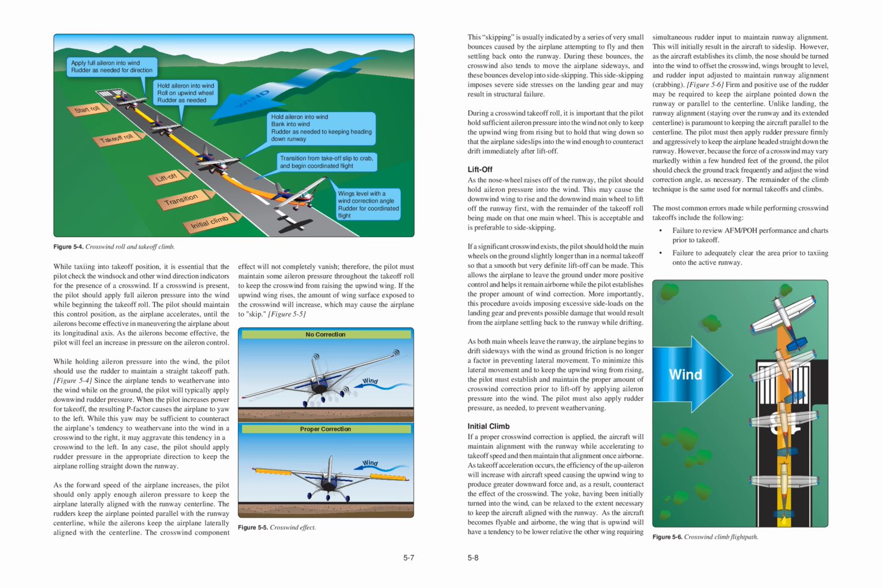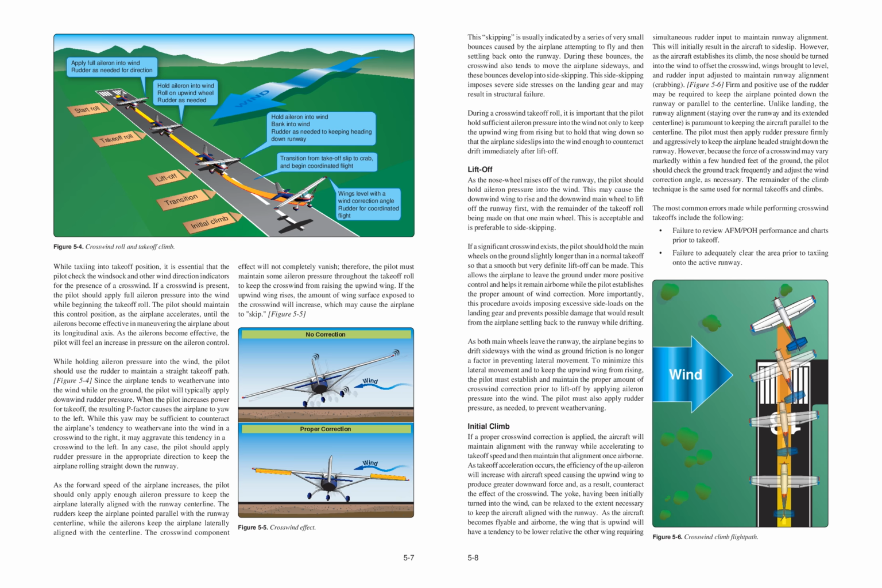5-7. This skipping is usually indicated by a series of very small bounces caused by the airplane attempting to fly and then settling back onto the runway. During these bounces, the crosswind also tends to move the airplane sideways, and these bounces develop into side skipping. This side skipping imposes severe side stresses on the landing gear and may result in structural failure.